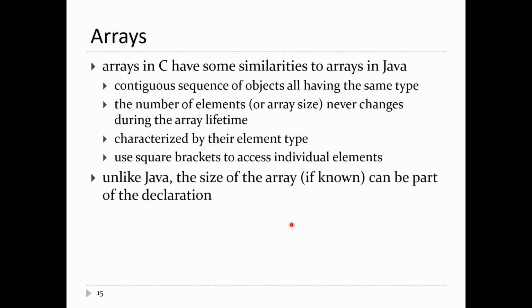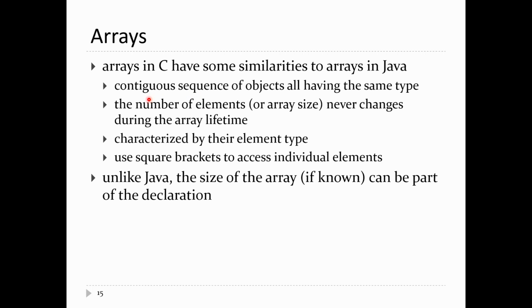Okay. How about arrays? So arrays in C have similarities to arrays in Java. They're similar, they're not the same. In Java and in C, an array is a contiguous sequence of objects all having the same type. Contiguous means that the objects all sit beside each other in memory. So in memory block 1, there's the first element in the array, then beside that is the second element, then the third element, then the fourth element. That's what contiguous means.